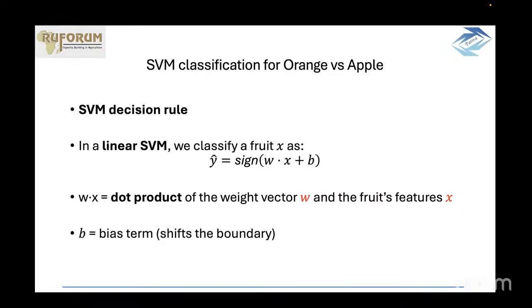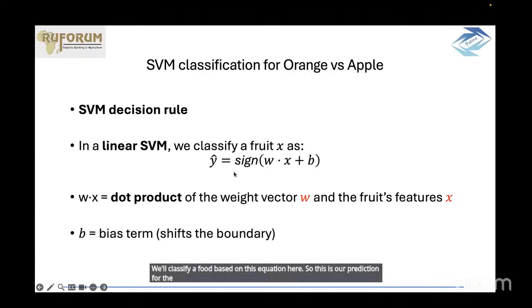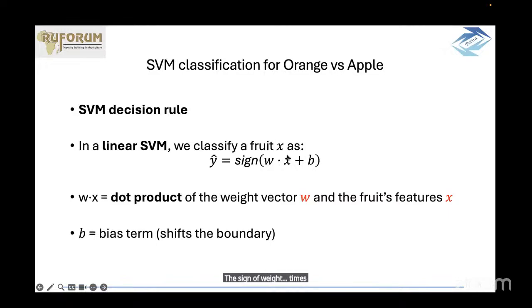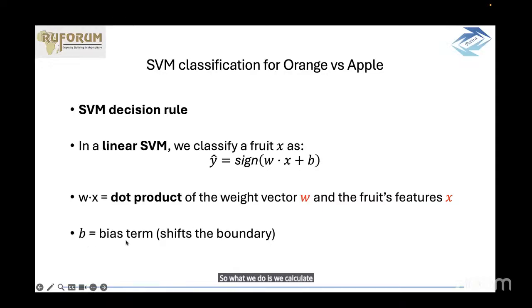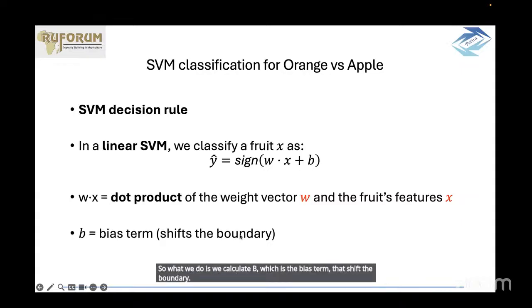So this is the rule. The linear SVM will classify a fruit based on this equation here. This is our prediction for the predicted Y. The sign of w times x, like our weight, our color, plus b. So w·x is the dot product of the weight vector with the fruit feature x, and then we add b, which is the bias term that shifts the boundary, okay?